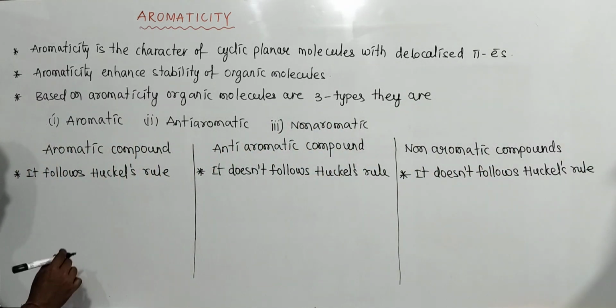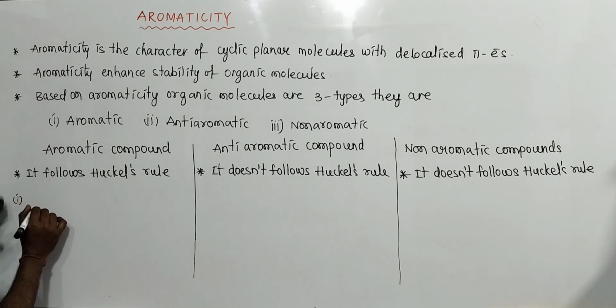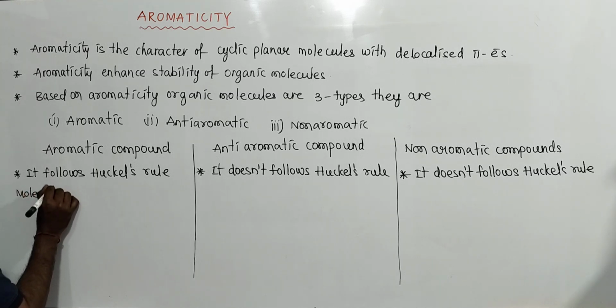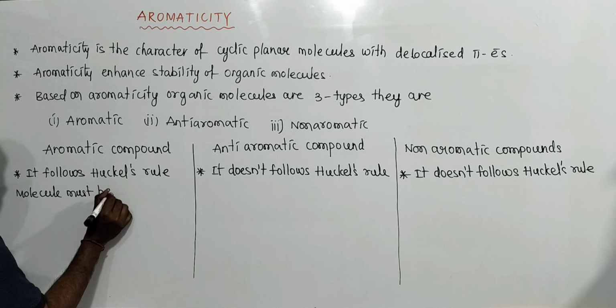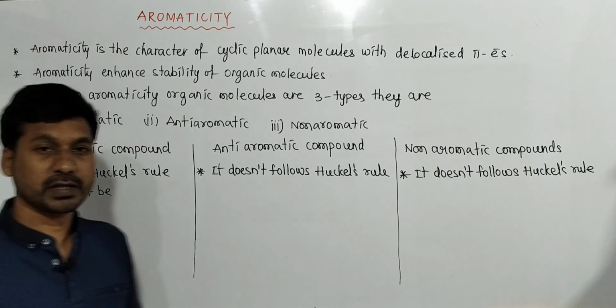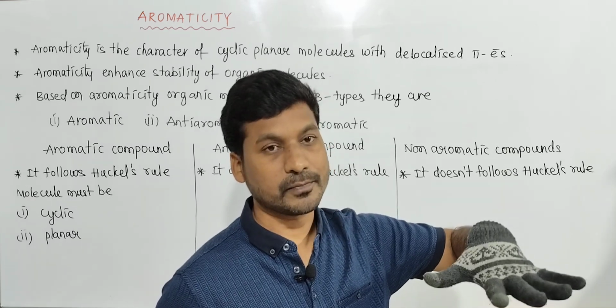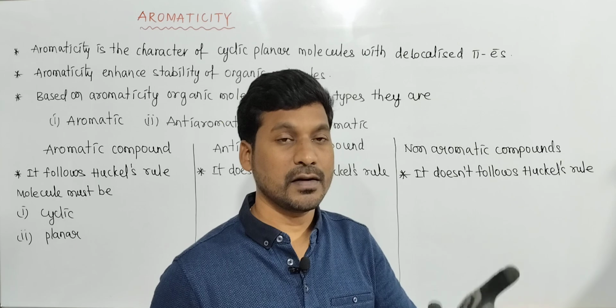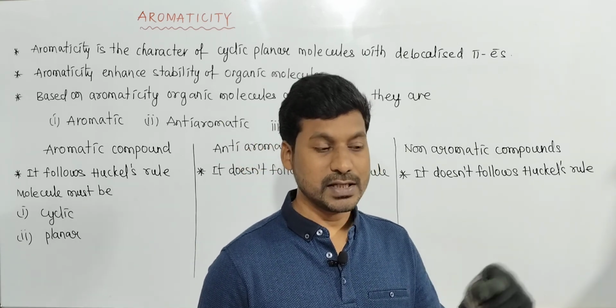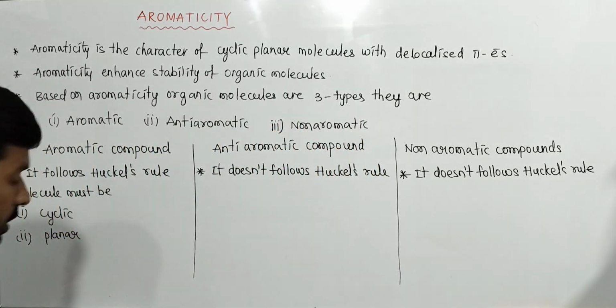What is Huckel's rule? Satisfying Huckel's rule means the molecule must be cyclic first of all, and planar. Planar means sp2 carbon, sp carbons are planar. Trigonal planar has 3 atoms in the same plane, and sp is linear with 2 atoms in the same plane. But sp3 carbon is tetrahedral, so all atoms are not present in the same plane, and that is not planar.